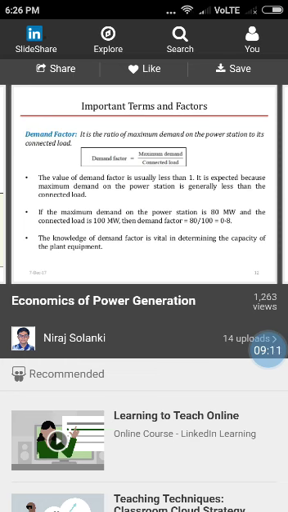If the maximum demand on the power station is 80 megawatt and the connected load is 100 megawatt, then the demand factor is 80 divided by 100, that is equal to 0.8. The knowledge of demand factor is vital in determining the capacity of the power equipment.